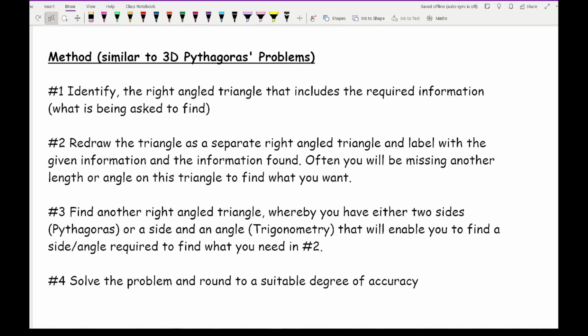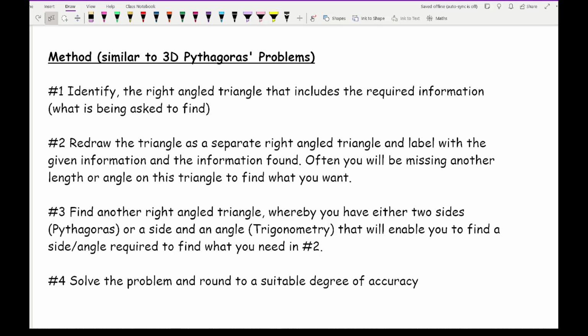Now, most 3D trigonometry problems can be resolved by looking at these 4 steps, although they are not set in stone for every single question that you could get asked. The first step is to identify the right angle triangle that includes the required information. What I mean by that is what is being asked. I don't want to use the letter X, but it's always good to try and label what it is you're actually trying to find as a final outcome as X if it's not been done for you already, which, I'll be honest, never really is.